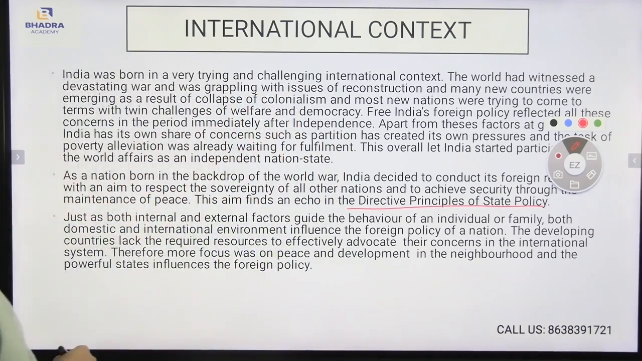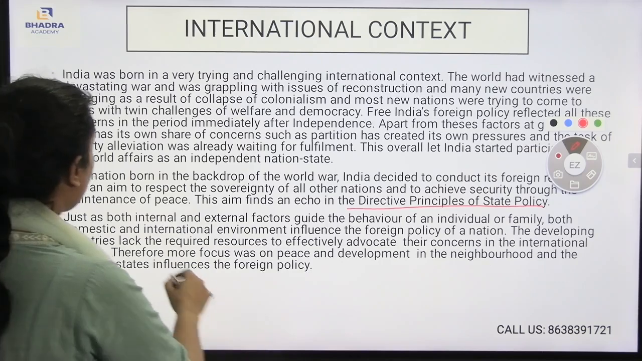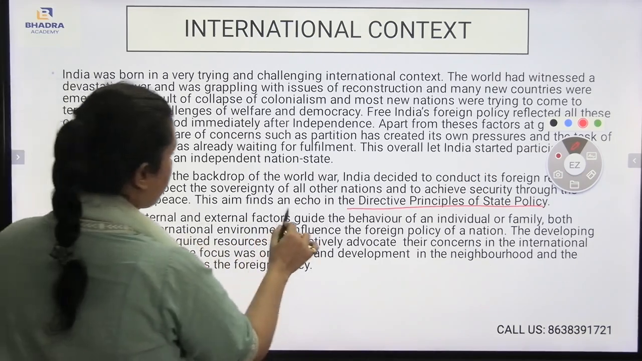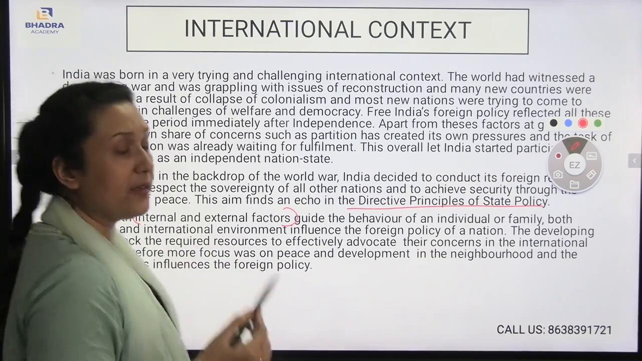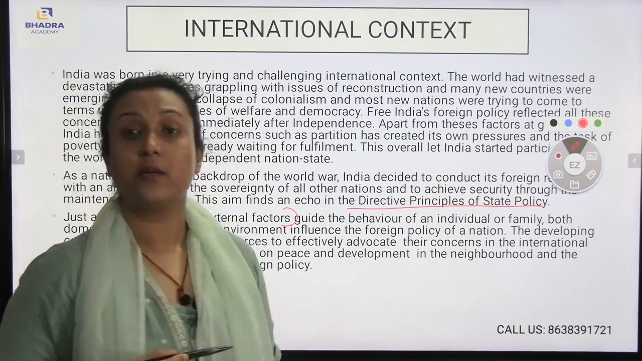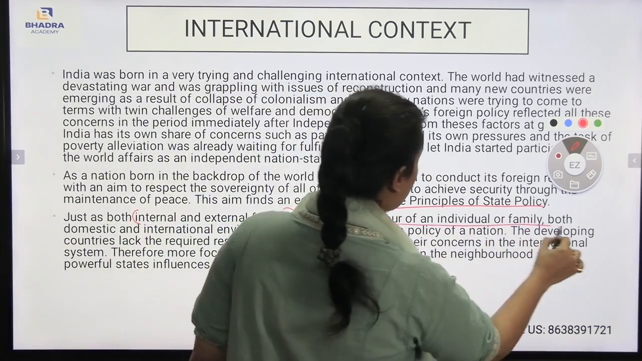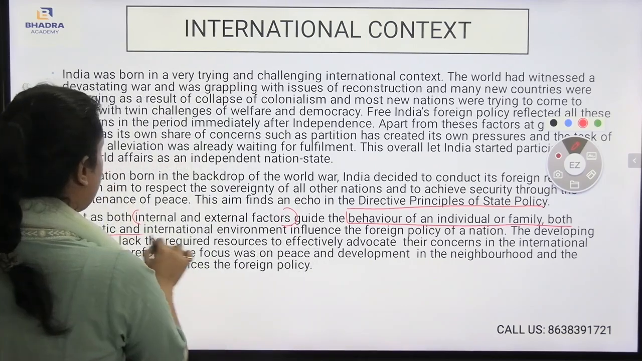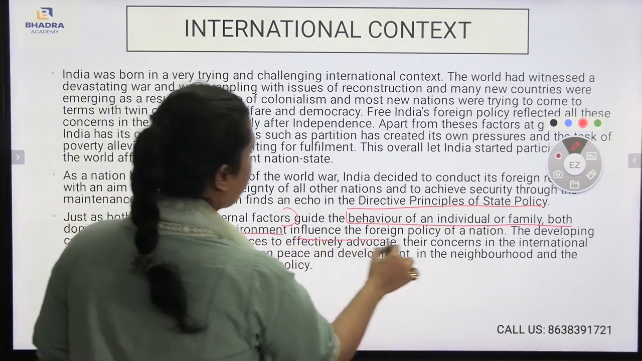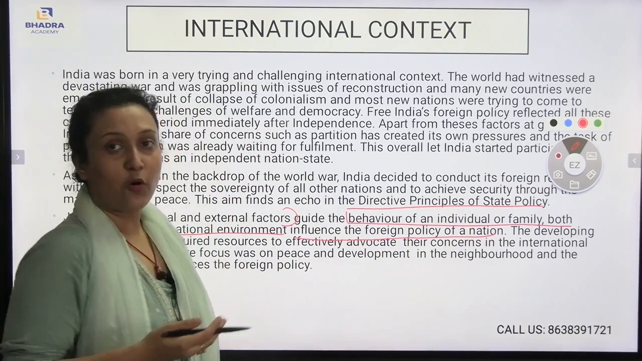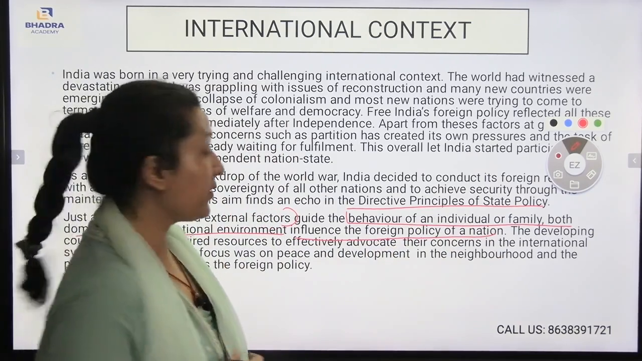Third comes, just as both internal and external factors guide the behavior of an individual or family, both domestic and international environment influence the foreign policy of a nation. Now, if I talk about the internal and external factors, first of all, they guide the behavior of an individual or family. Both domestic and international environment influence the foreign policy of a nation.